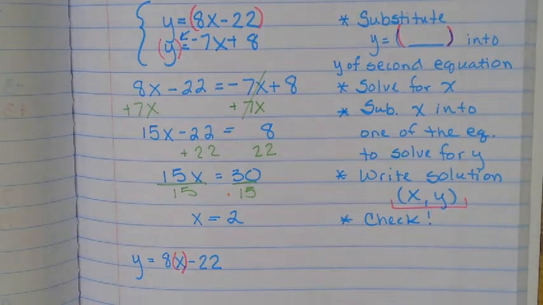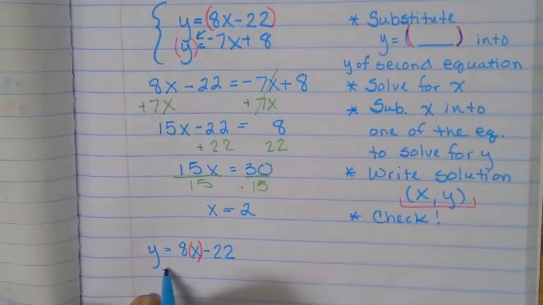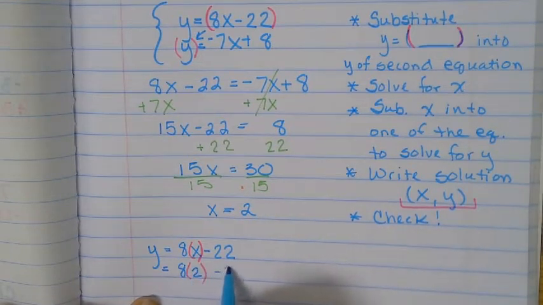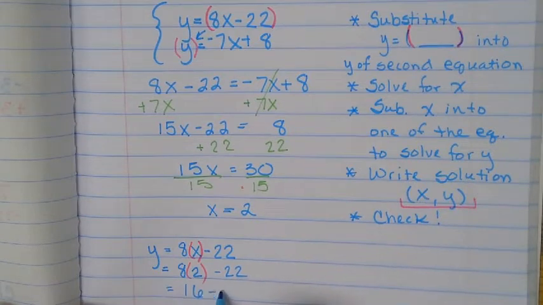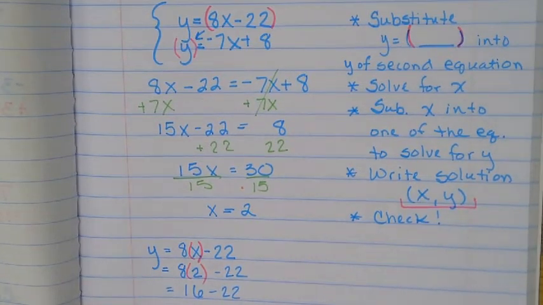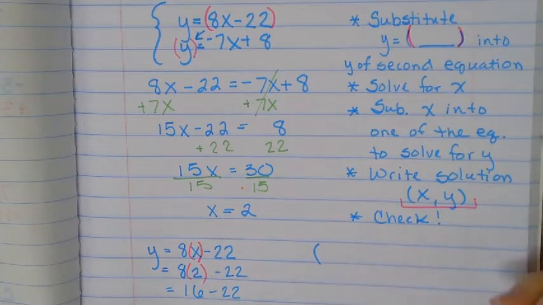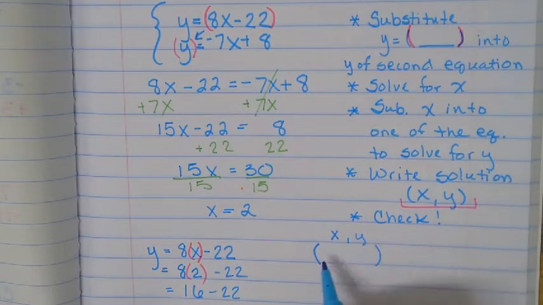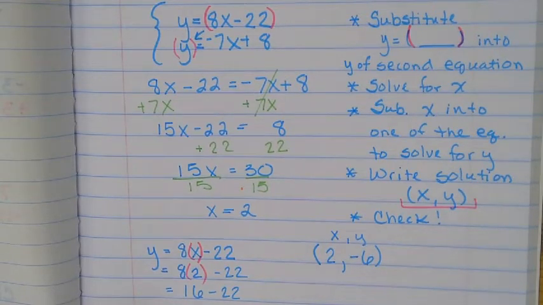Okay, so let's see. I've got 8 times 2 minus 22. 16 minus 22. So what does that mean x or y is? y equals negative 6. Everybody see that? Okay, so write your answer now. How are you going to write it? We have to write the 2 and then negative 6. Now the last thing is just to check it.